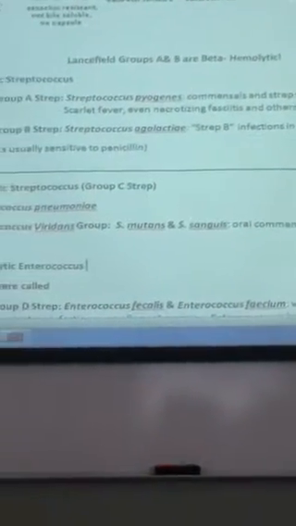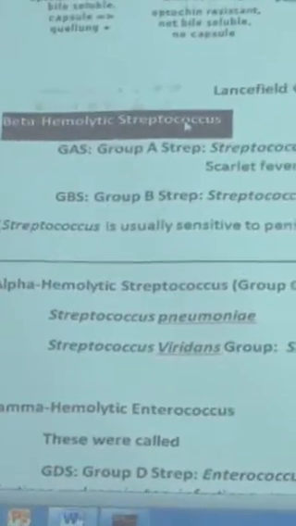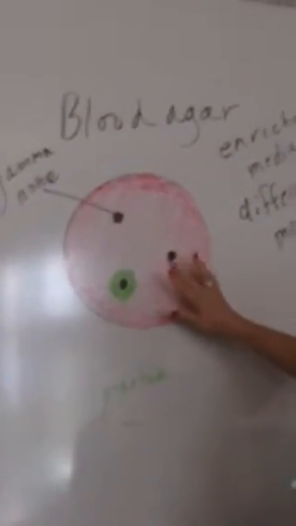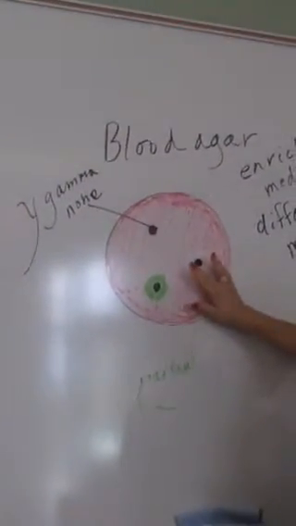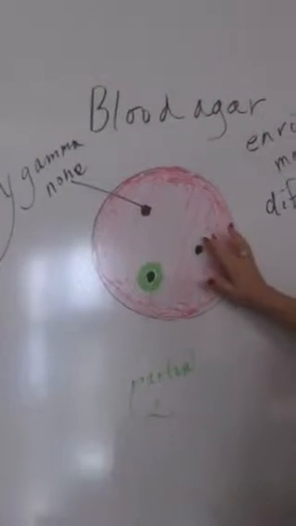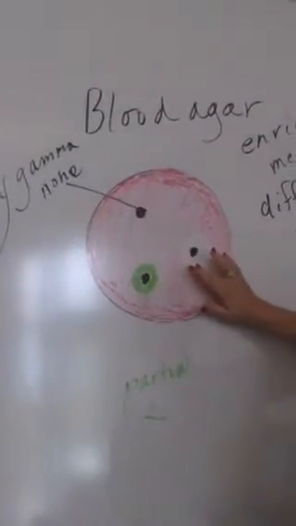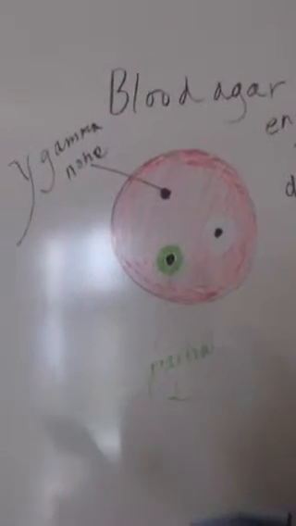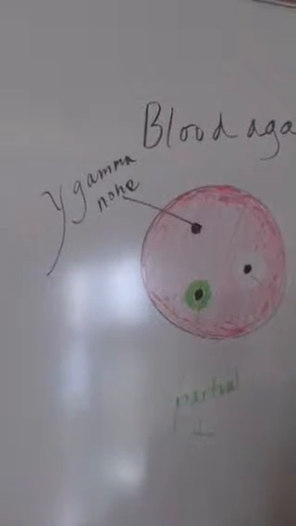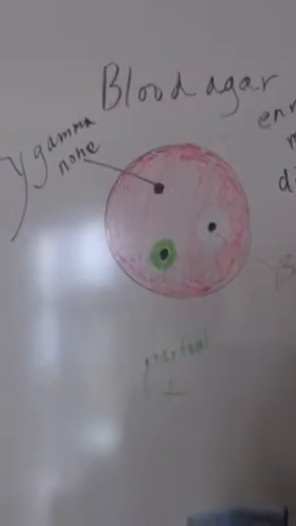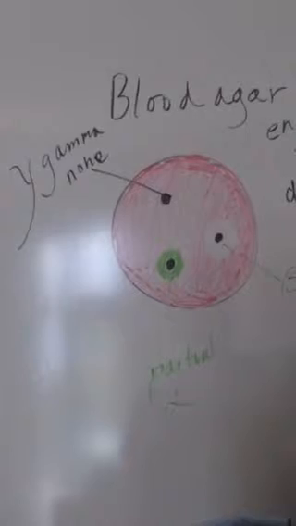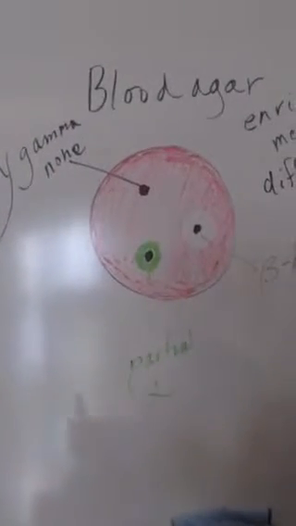Now we get to the bad guys. Here's your beta hemolytic Streptococcus. If these bacteria are beta hemolytic, they're going to completely digest the blood in the agar around them, and you're going to get a clear area around them. So a clear area is the worst. Beta hemolytic is the worst. Complete digestion of red blood cells.